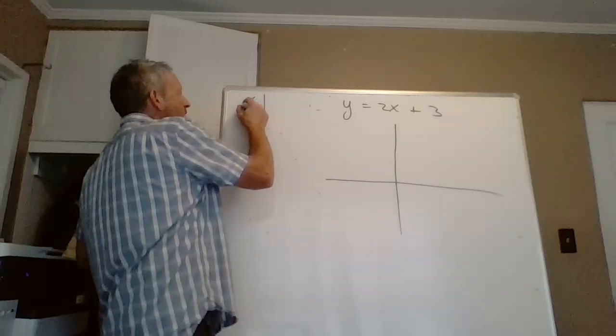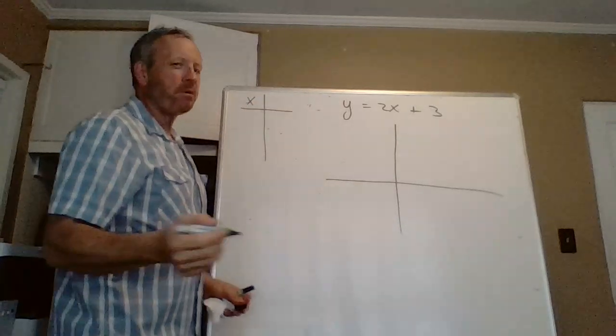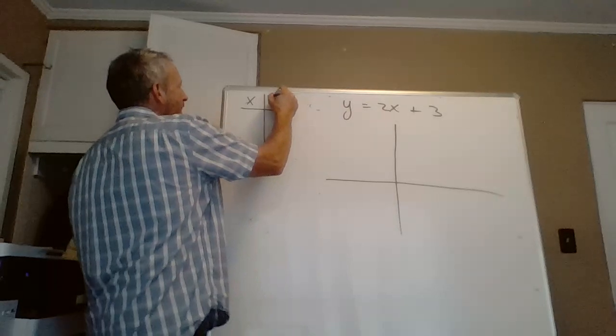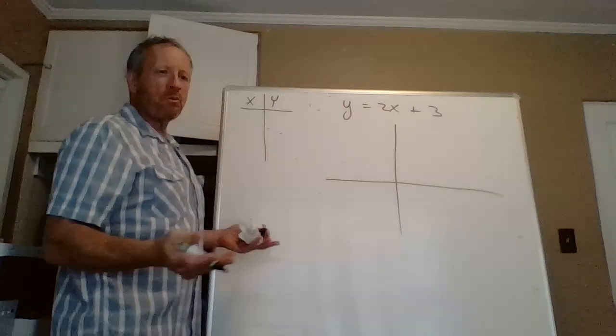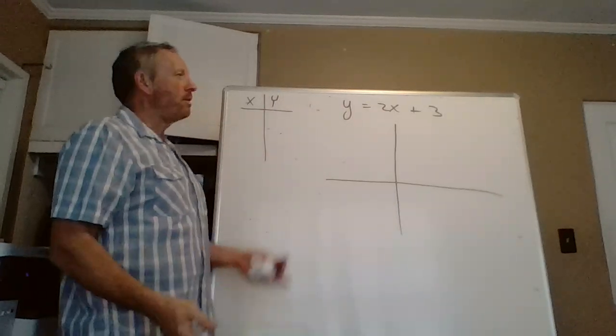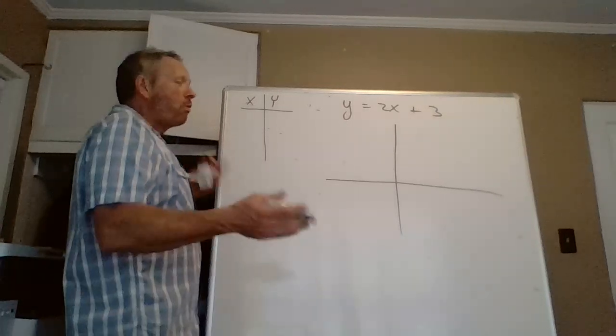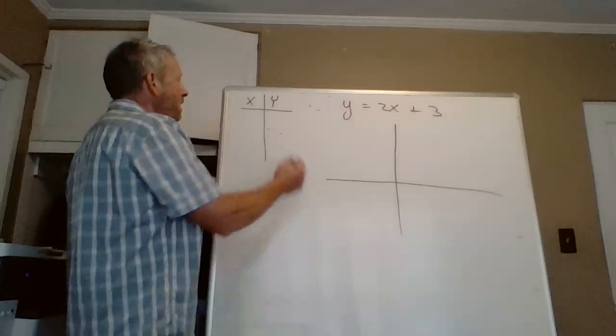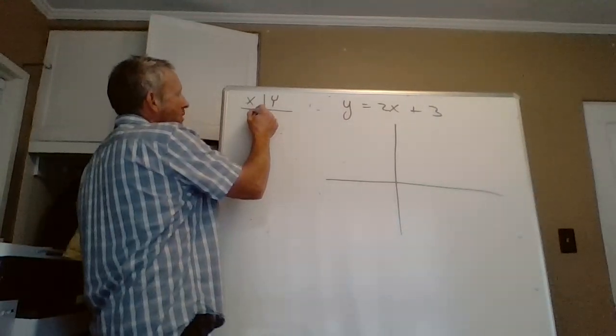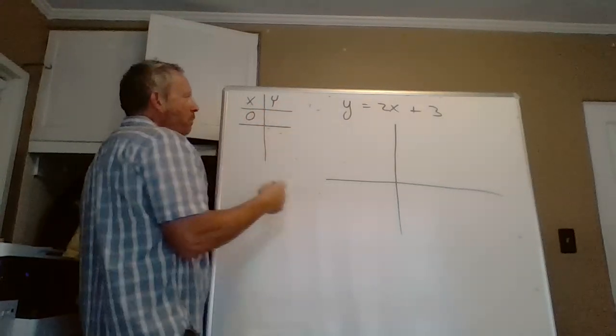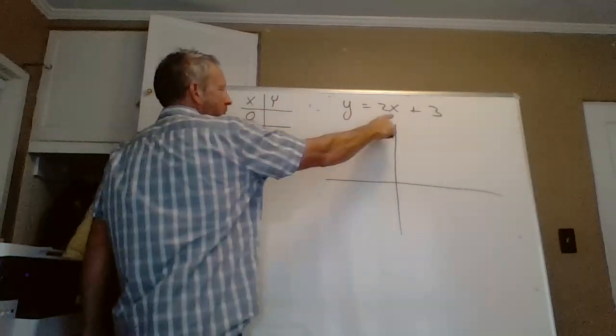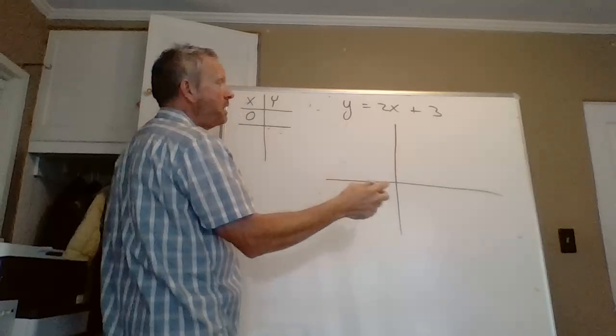Let me go ahead and make a chart like this, because I'm sure you're all pretty used to seeing this sort of thing. This is usually referred to as an XY table of values, or a table of values. It's a way of saying, suppose we want to make x 0. What would y have to be? So put a 0 in here. 2 times 0 is 0, plus 3 is 3.